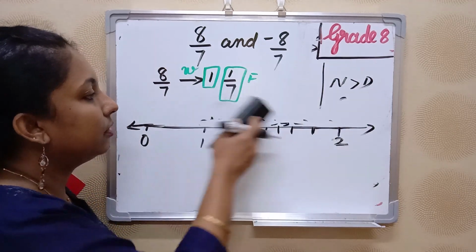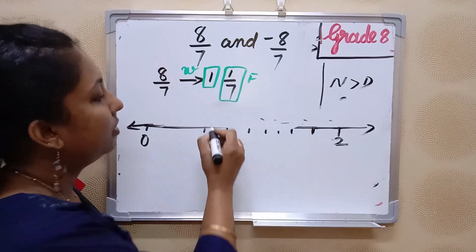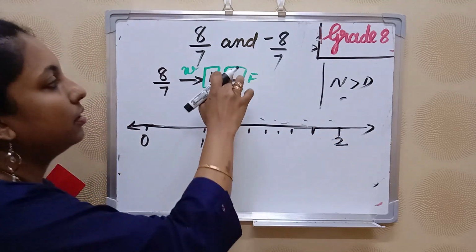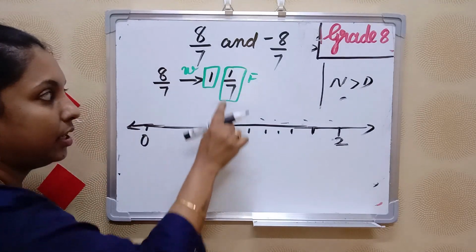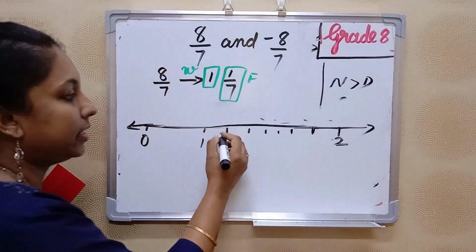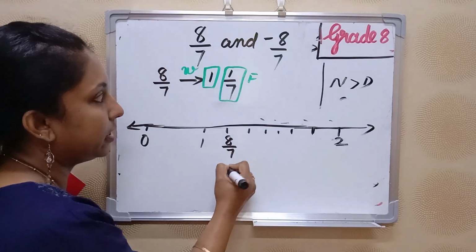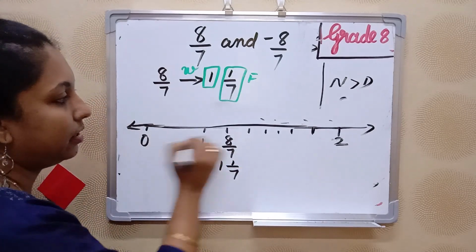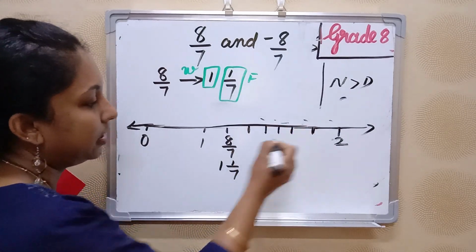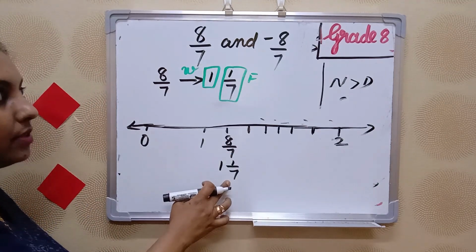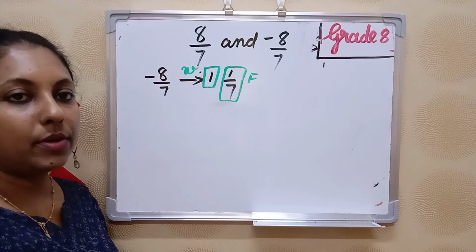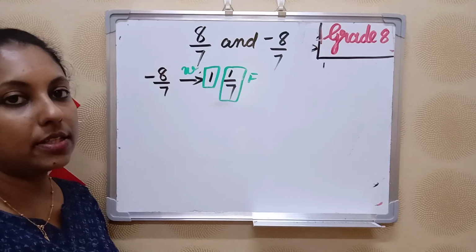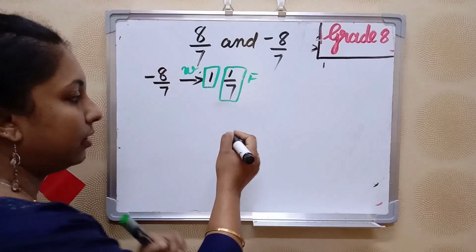Now, the numerator is 1. So the first marking is representing 8 by 7. That is here only, 8 by 7 means 1 and 1 by 7. First marking is 8 by 7. Now, how can we represent minus 8 by 7 on the number line?